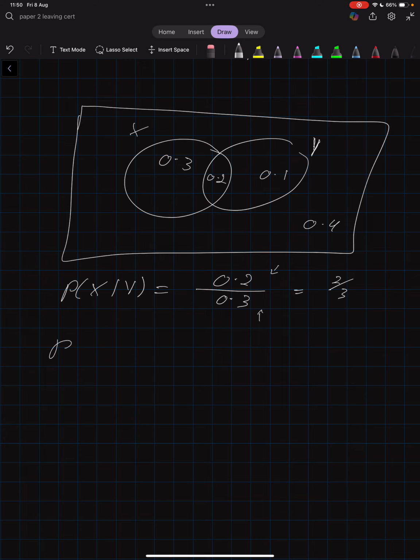And then the probability of Y given X, that's equal to, again, 0.2 divided by what's the chances that X happens? X is 0.5. So it's just a 2 and 5 chance. Okay? And remember, these things may not be equal. They might be equal, but they don't have to be. Okay?